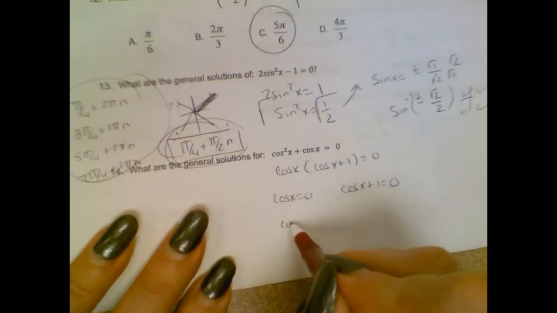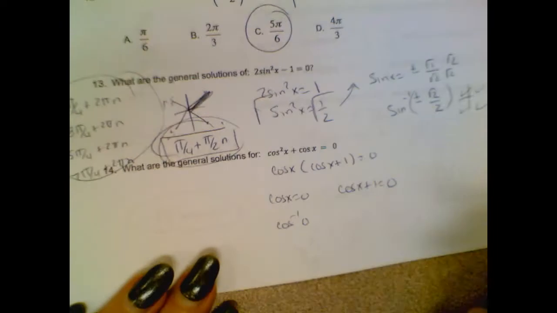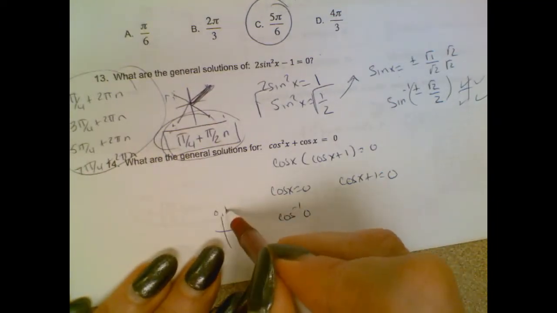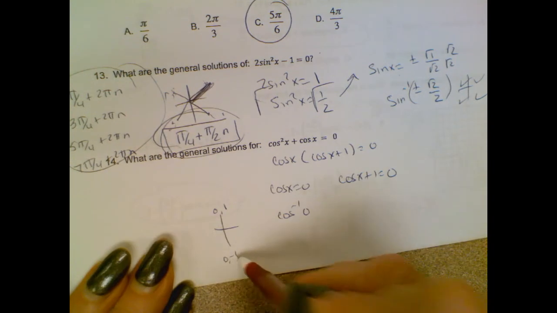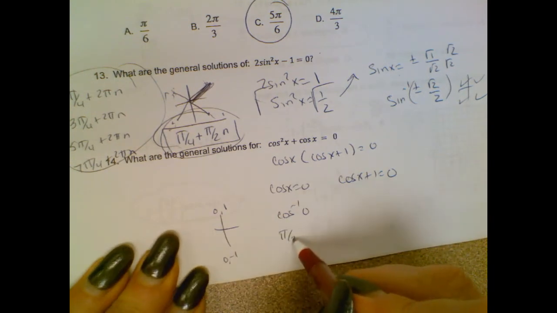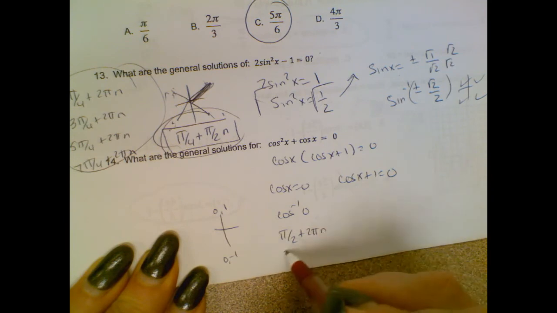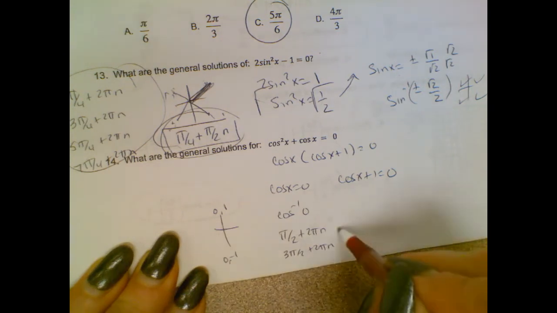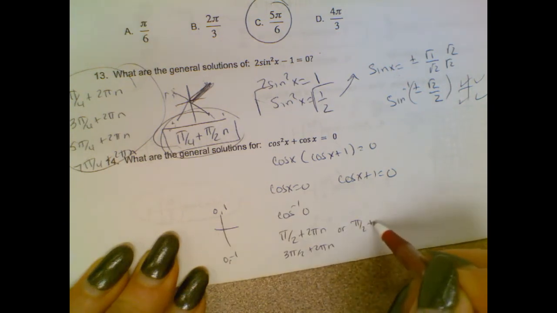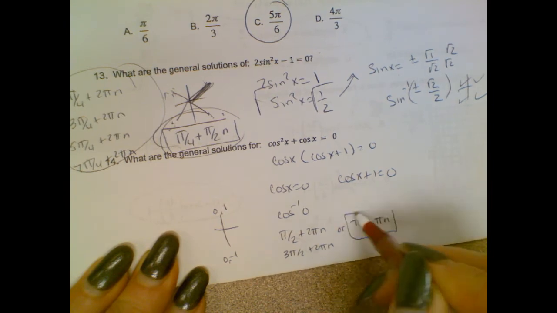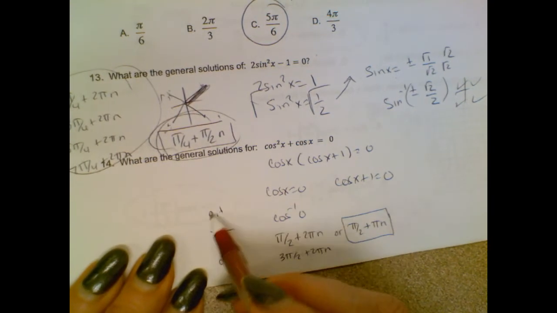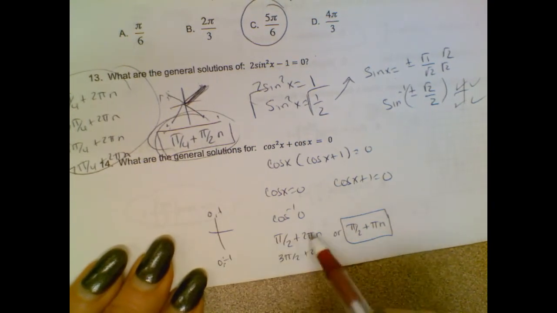So this one's going to be arc cosine of 0. When is cosine 0? And it says general solutions. Cosine is 0 here and here. So you would say pi over 2 plus 2 pi n, 3 pi over 2 plus 2 pi n, or because these are 180 apart, you could say pi over 2 plus pi n. General solutions. That's 90 plus every 180. Okay, but I'd accept this as well.